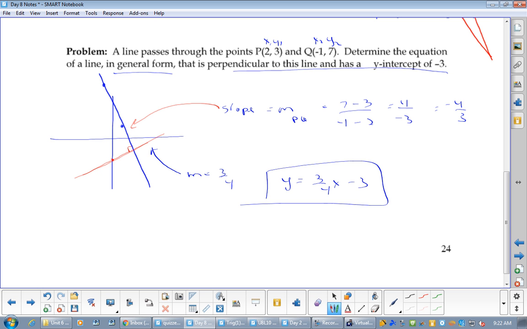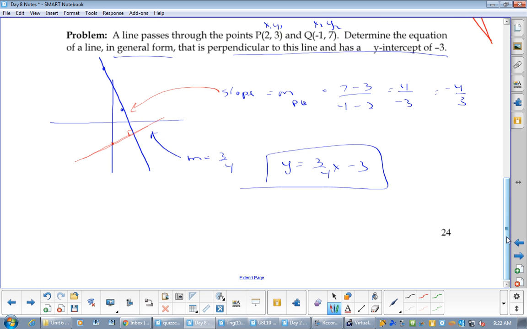Now it asked for it in general form, right? So then we'd multiply everybody by 4. 4y equals 3x minus 12. Then I'm going to bring the 4y over. I'll get 3x minus 4y minus 12. So we're not doing anything new here, but do you see how you have to know your stuff if you even know where to start and where to go next?